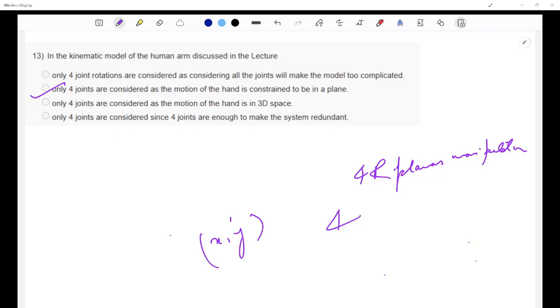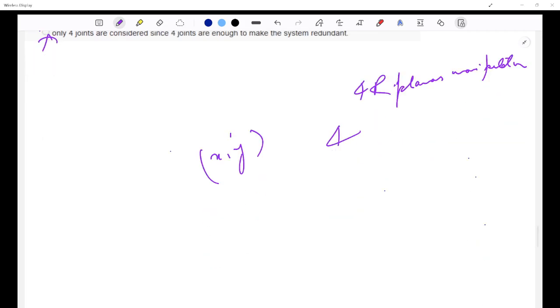Then option C is only 4 joints are considered, as the motion of the hand is in 3D space. If the motion were in 3D, we would need more degrees of freedom, not fewer. This is also wrong. The last option is redundancy depends on task dimension, not a fixed number of joints. 4 joints in 3D space is not redundant. Thus, the reasoning is wrong here. So the planar motion assumption is for a planar arm, and it is used to demonstrate the redundancy here. The correct answer is that hand motion was constrained to a plane. Okay, let's move to the next question.